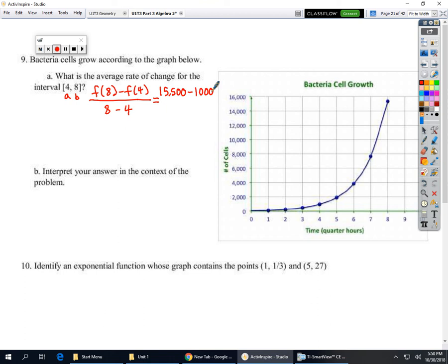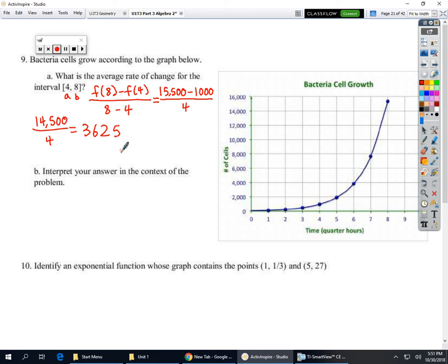It should be way more apparent when it comes to the actual assessment. 8 minus 4 is 4. You shouldn't need to estimate anything. 15,500 minus 1,000 is 14,500. Divided by 4, you get a lovely number of 3,625. All right, so this is bacteria. So interpret the answer in the context of this problem. What does 3,625 mean?